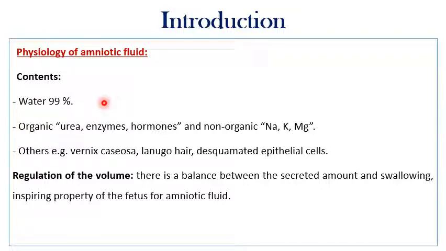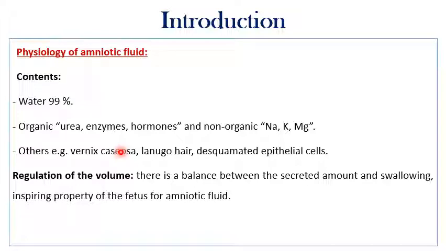The amniotic fluid contains about 99% water, and the other 1% is organic substances like urea, enzymes, hormones, and non-organic like sodium, potassium, magnesium. And at the end of gestation, it contains some skin cells and secretions like vernix caseosa, lanugo hair, and the squamated epithelium from the respiratory or gastrointestinal tract. This content at the end of pregnancy is important as it can be used as a fetal maturity and fetal well-being test.